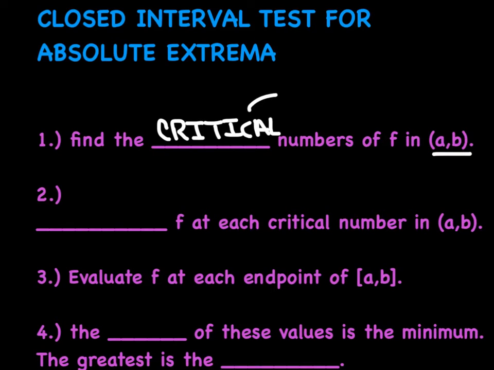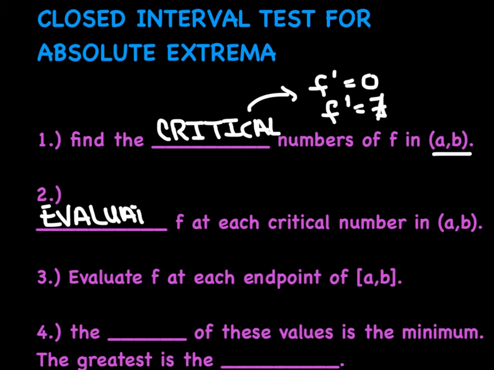Now, how do you find critical numbers? Well, we're going to figure out when f prime is equal to 0 as well as when f prime is undefined. The second thing I want you to do is then evaluate f at each of those critical numbers. Here, I want you to highlight this: evaluate f. After I get those critical numbers, I'm not plugging them back into f prime. I'm plugging them back into f.